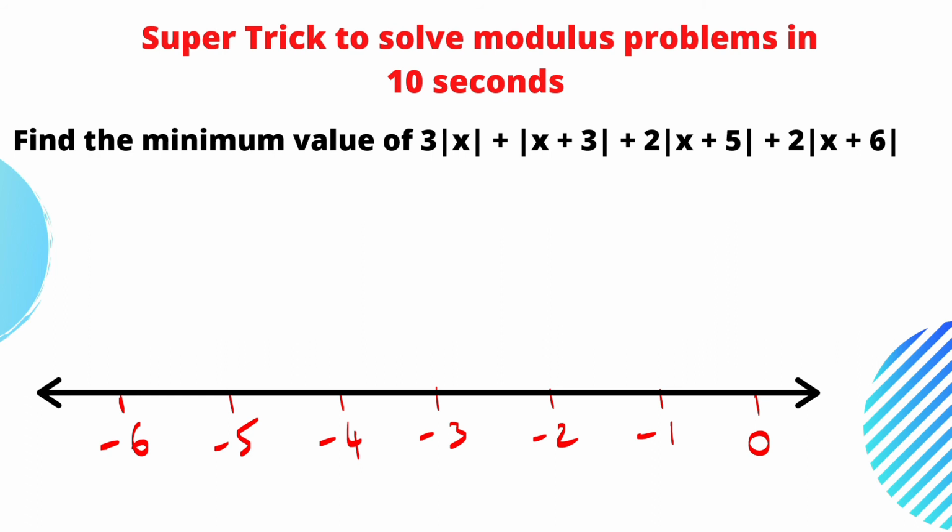Now find the minimum value of 3 into modulus of x. Okay, so this can be written as 3 into modulus of x plus 0. So at 0, 3 persons are there and 1 person is at minus 3.